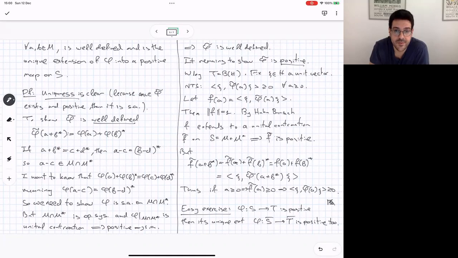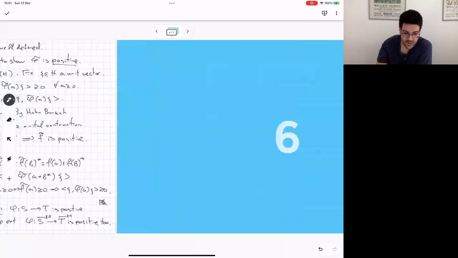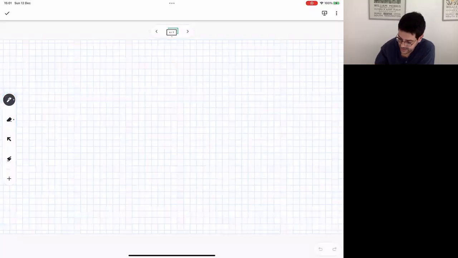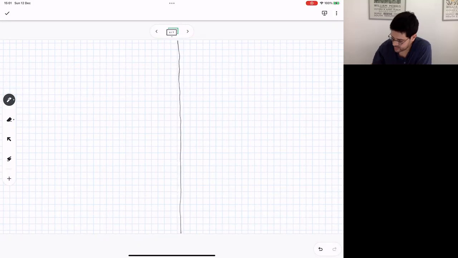Okay, that's the norm closure in the system algebra. Okay, and now let me give you a corollary, and then we'll take the break. So I move to page 6. Corollary from what we did.